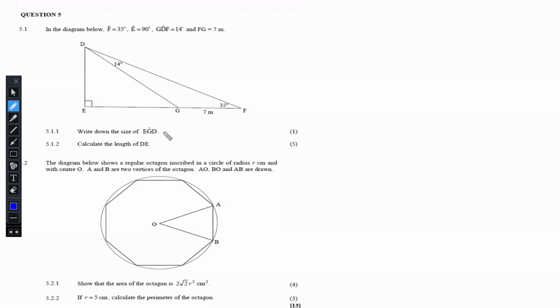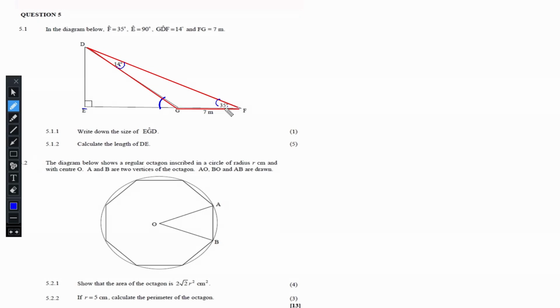Then 5.1.1 says write down the size of EGD. Right. Now, where is EGD? EGD is this angle here. And then this is only 1 mark, so that means it's something that we should see just quick. But then knowing your triangles and also the theorems involved with triangles, you know that if you have an angle there, that is an exterior angle of a triangle. And we do know the theorem that says an exterior angle of a triangle must be equal to the 2 opposite interior angles. So that means EGD is just simply a sum of this angle and that angle.